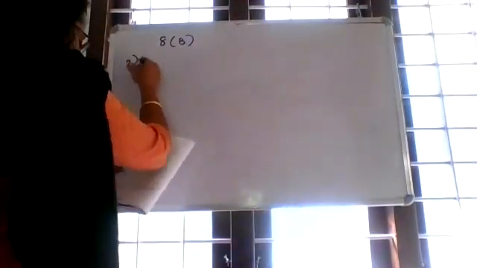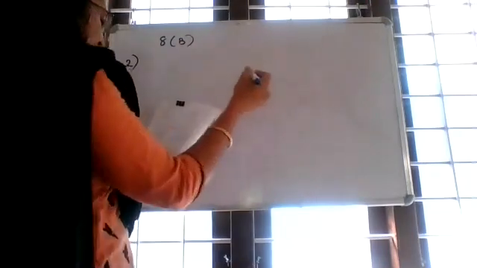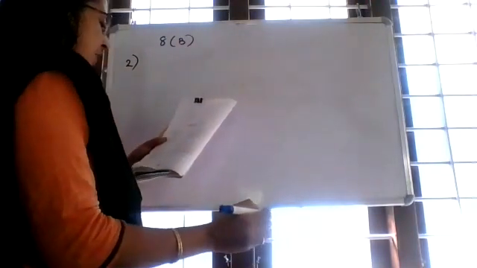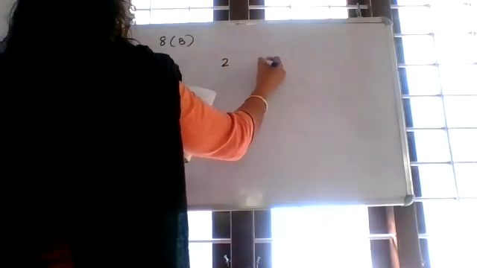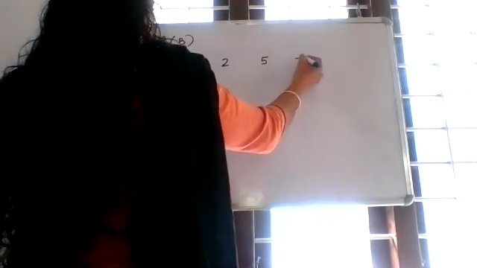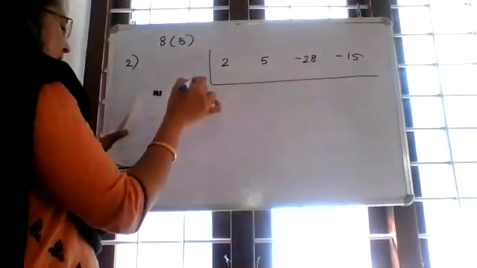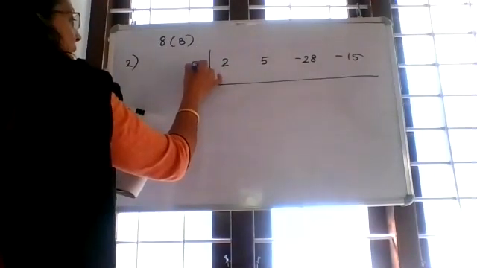x plus 5 is a factor of 2x cube plus 5x square minus 28x minus 15. So coefficients you write first. 2, 5, negative 28, negative 15, given x plus 5 is a factor. So we can write minus 5.